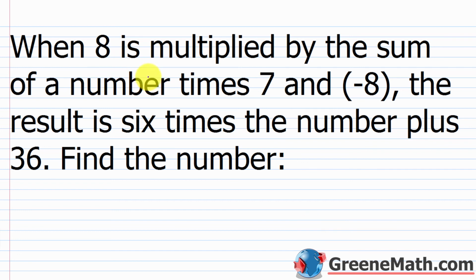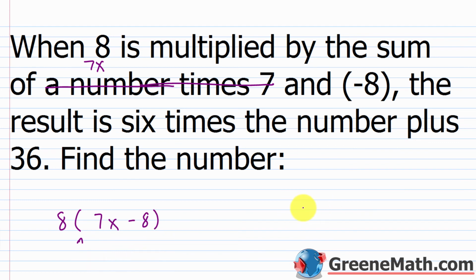So again, when 8 is multiplied by the sum of a number, and I'll replace this with x, and it's being multiplied times 7, so this would really be what? Let's just write this whole thing as 7x. Makes it nice and simple. So let me reread. When 8 is multiplied by the sum of 7x and negative 8. So 8 is multiplied by the sum of 7x and negative 8. 7x plus negative 8 or 7x minus 8. But it's important that 8 be multiplied by 7x and also negative 8, which is why I used parentheses here.